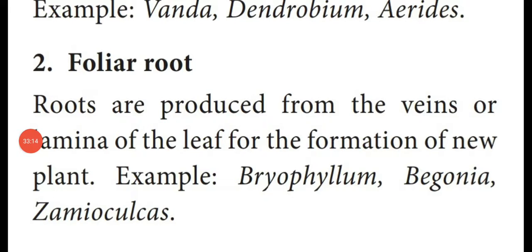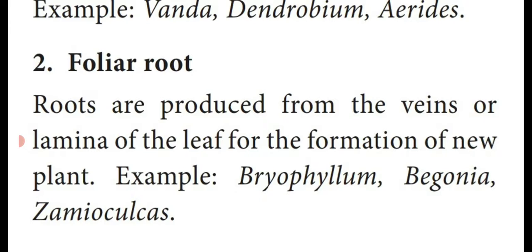Next one is the foliar root. Foliar, what does that mean? In the previous video class I told you foliage or foliar means leaf. The vein of the leaf produces some adventitious root, and these roots are known as foliar root.